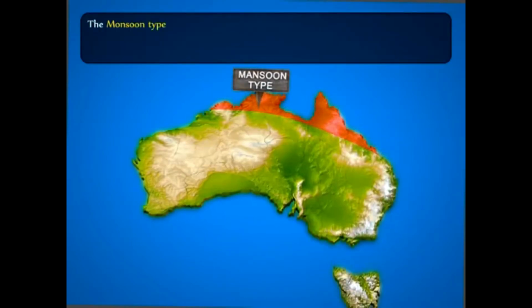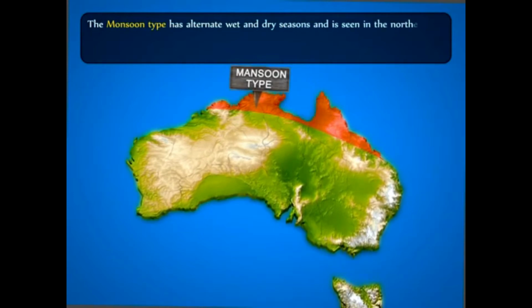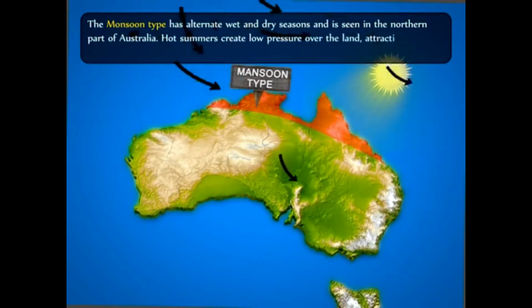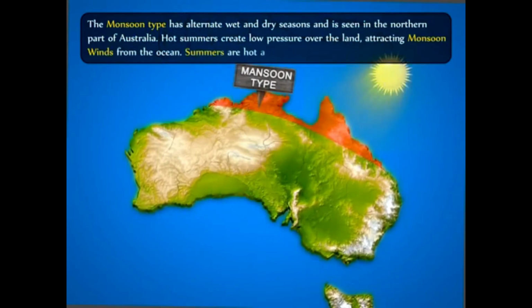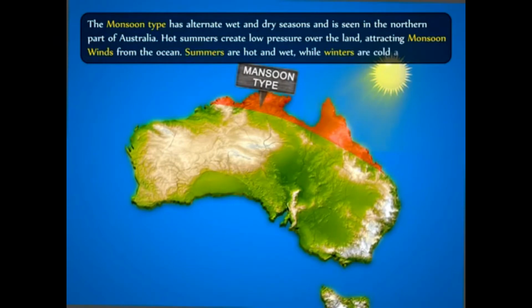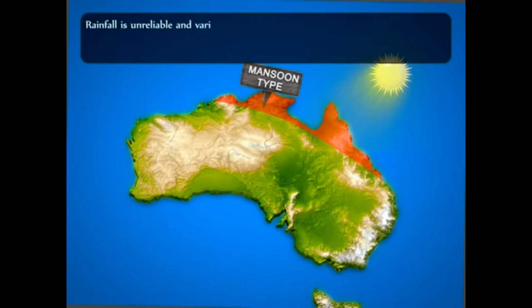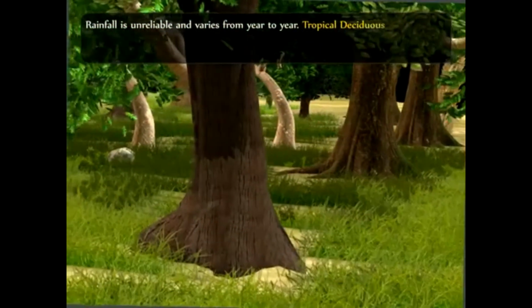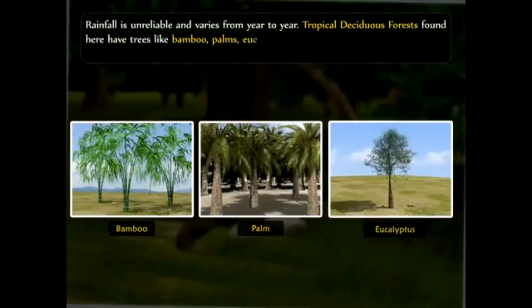The monsoon type has alternate wet and dry seasons and is seen in the northern part of Australia. Hot summers create low pressure over the land, attracting monsoon winds from the ocean. Summers are hot and wet, while winters are cold and dry. Rainfall is unreliable and varies from year to year. Tropical deciduous forests found here have trees like bamboo, palms, eucalyptus.